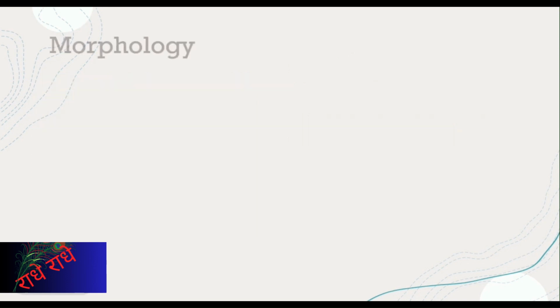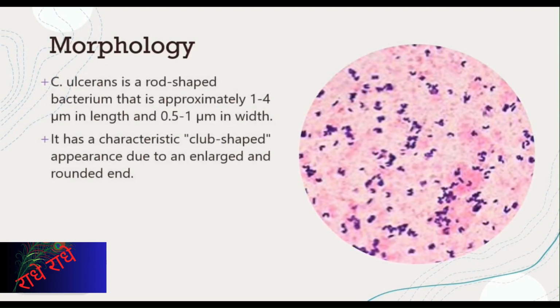This is the morphology of C. ulcerans, a rod-shaped bacterium. It has a club-shaped appearance that is a result of an enlarged and rounded end. It's approximately 1 to 4 micrometers in length and 0.5 to 1 micrometer in width. This image gives us a better look at the size and shape of this bacterium.